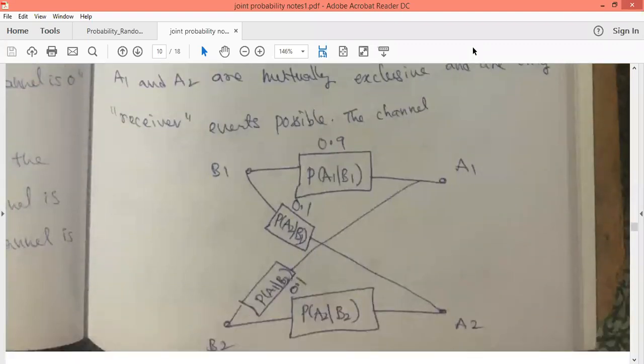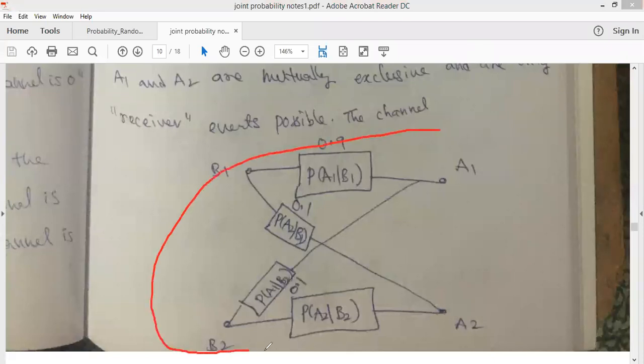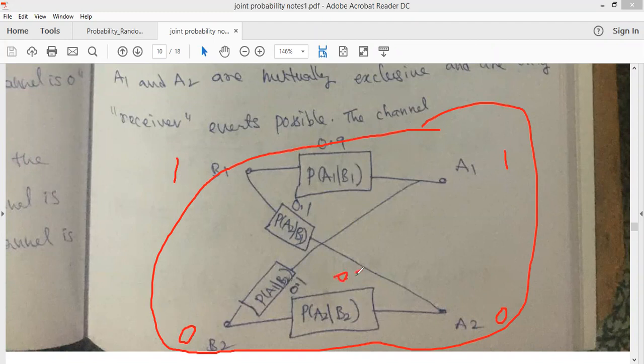So the complete channel is described here. B1 is transmitting 1 and B2 is transmitting 0. A1 is receiving 1 and A2 is receiving 0. And these values are given. The probability of B1 is given as 0.6. The probability of B2 is given as 0.4. All these values are given here. And the probability of A2 given B2 is 0.9.